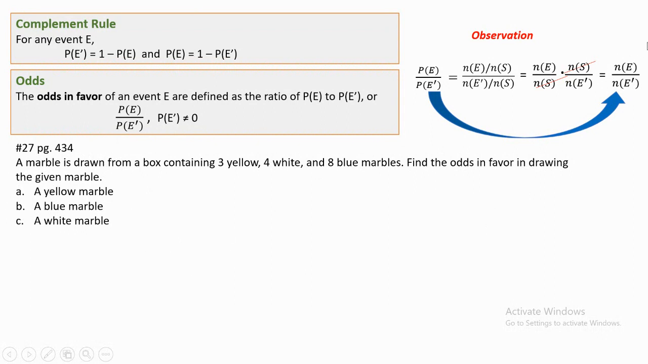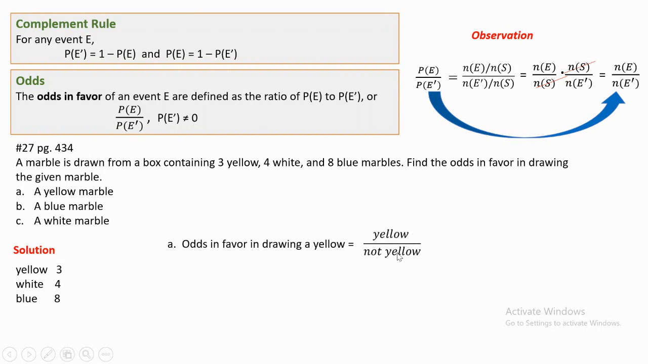So a yellow marble, by applying the concept here, right? So we have 3 yellow, 4 white, and 8 blue. So odds in favor of drawing a yellow, right? So it's going to be yellow. How many are yellow over not yellow? That's what that means here. How many are yellow? 3. Not yellow is 12, right? Because 4 are white and 8 are blue, so these are not yellow. So it'll be 3 over 12, which would be 1/4, but you have to write it as 1 to 4. That's how you write the ratio of odds in favor.